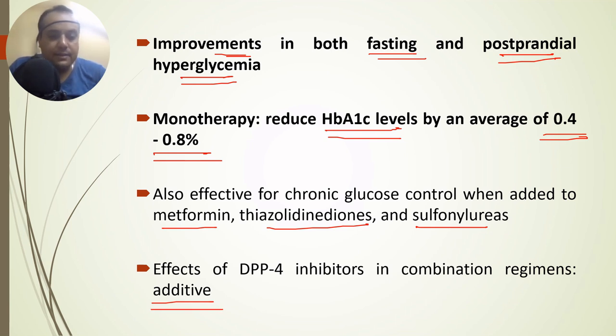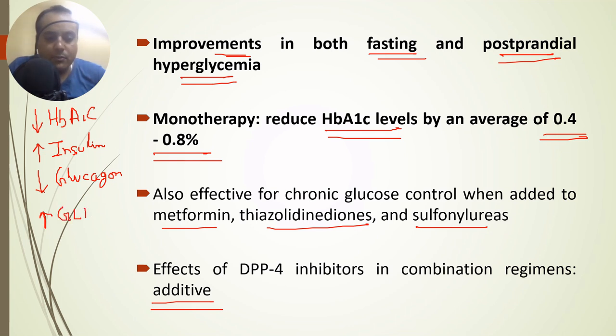So what is the end result that we are getting with gliptins? It is decreasing the HbA1c level. It is increasing the insulin levels. It is decreasing the glucagon levels. And how is it occurring? It is increasing the incretins, that is both the GLP-1 as well as the GIP.